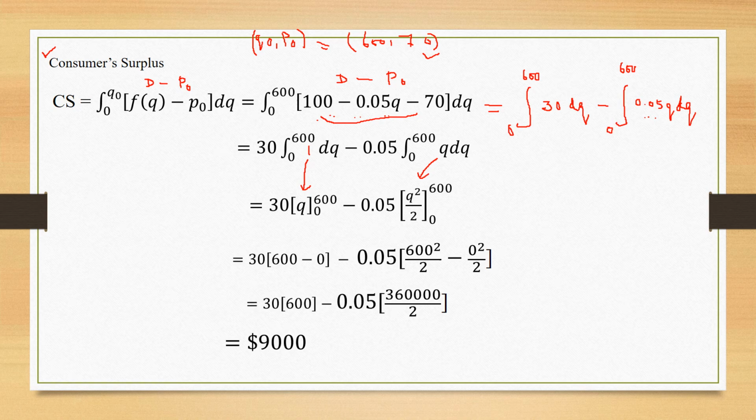Now what is the next step? In this step, at the place of Q we put the upper limit, minus the lower limit, minus 0.05. Again at the place of Q we put the upper limit, minus the lower limit, which is 0. So, my dear student, after calculation the value of the consumer surplus becomes 900.